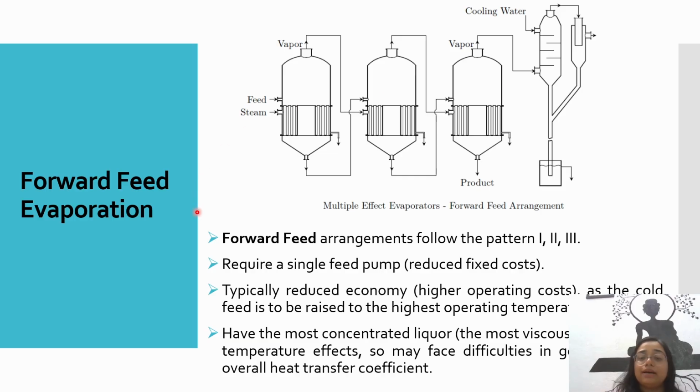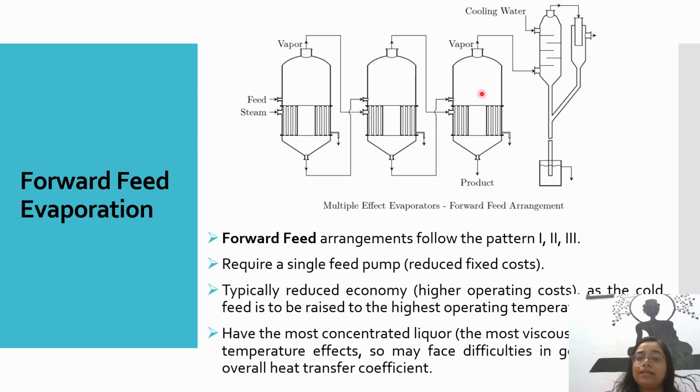Now, in case of multiple effect evaporation, there are two types of configuration. One is forward feed evaporation and another one is backward feed evaporation. In this slide, we will discuss the forward feed evaporation. You can see here also we have considered three effects: effect 1, effect 2 and effect 3.